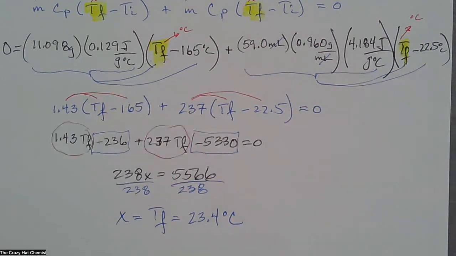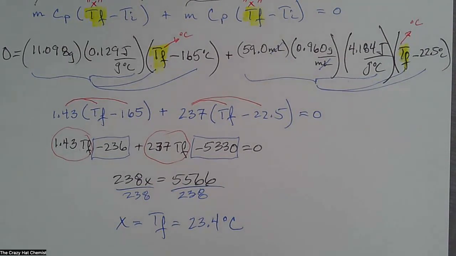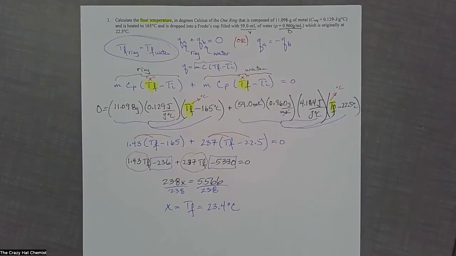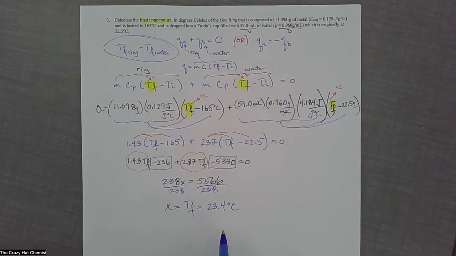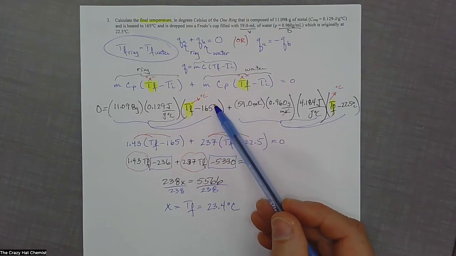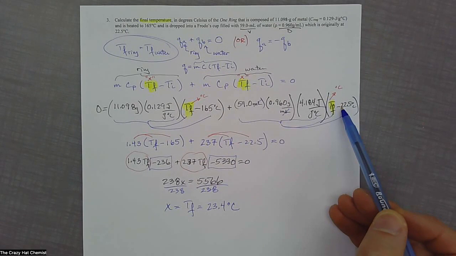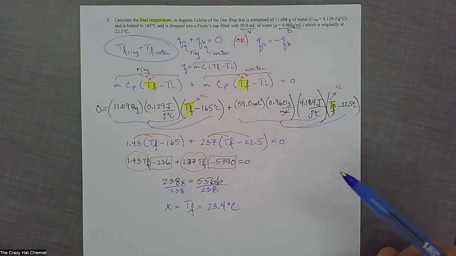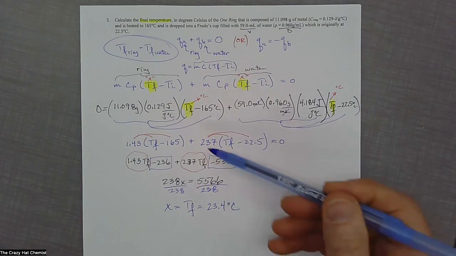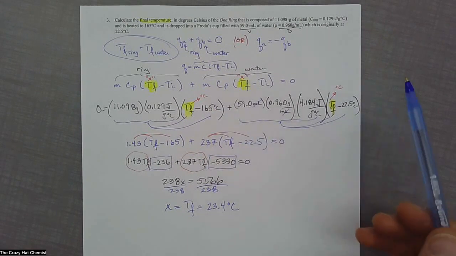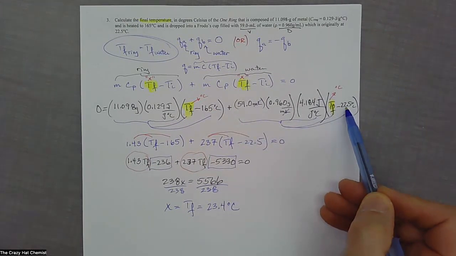Okay, and if we zoom out on this problem so you can see the entire problem in its entirety, you should see that the ring, the hottest thing, was at 165 initially, and the water was at 22.5 initially. And the final temperature for both must be in between those. It can't be greater than 165, and it cannot be less than 22.5.